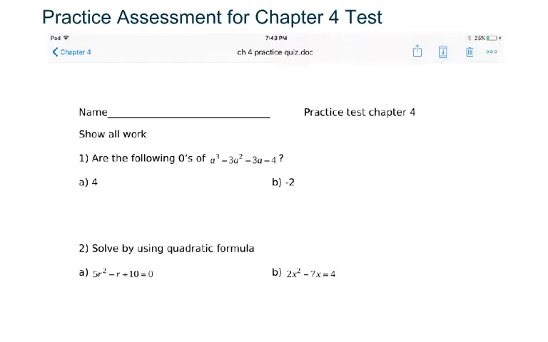This is the practice assessment for the Chapter 4 test. Remember, problems on this test are very similar to the ones on the actual test.